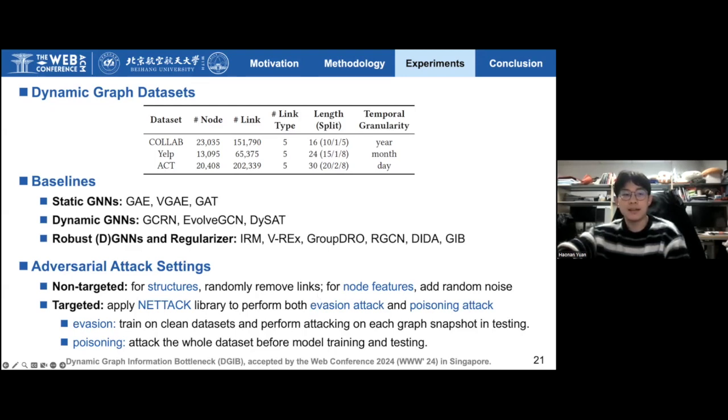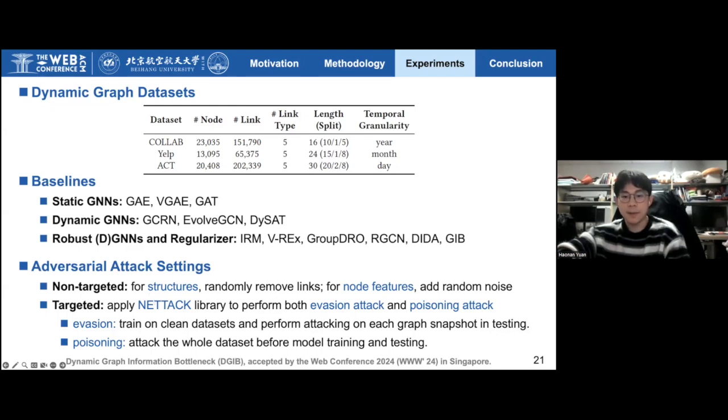The second setting is the targeted adversarial attack. We apply the prevailing Nettack library. This is a strong targeted adversarial attack library on graphs designed to target nodes by altering their connection edges and node features. We simultaneously consider the evasion attack and the poisoning attack.